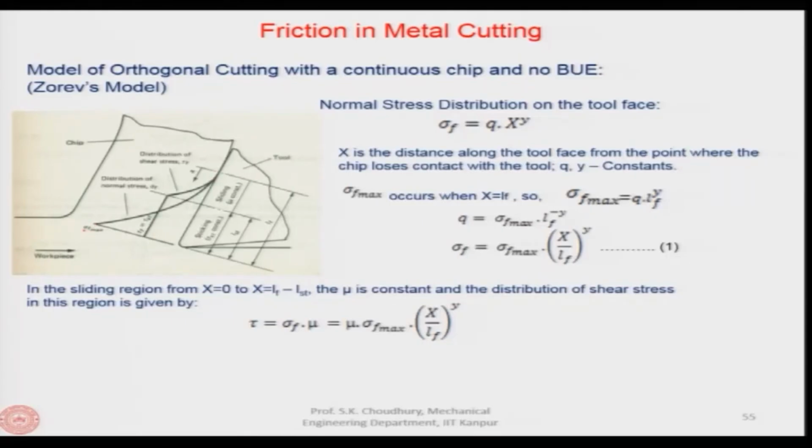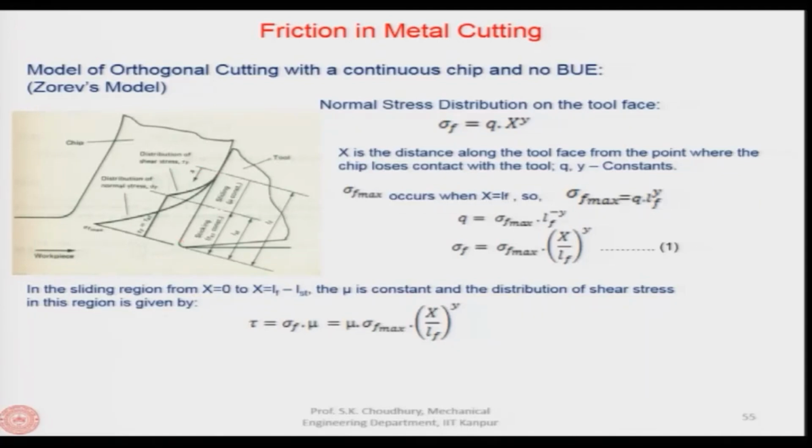So, this is given as sigma f maximum, and this curve can be described as sigma f is equal to some constant q times x to the power y. y is a constant and x is the value starting from the point where the chip loses contact with the tool. Here the x is equal to 0, and as it moves toward the tip of the tool, the length increases along the LF, and at this point the x value is LF. So, x value varies from 0 at this point to maximum, which is LF.